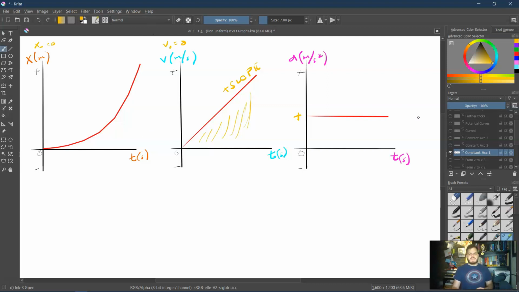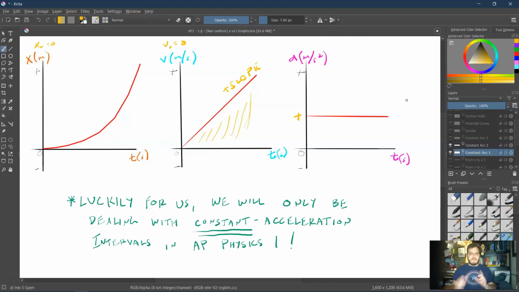And we're going to go over that in more detail. But the real big thing we want to make sure we know, though, is luckily for us, we are only going to be dealing with constant acceleration situations in AP Physics 1. Meaning that we will only see segments with constant acceleration. We won't see anything beyond that.